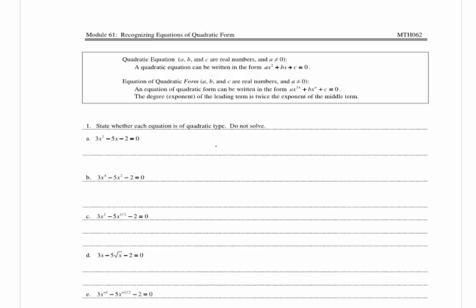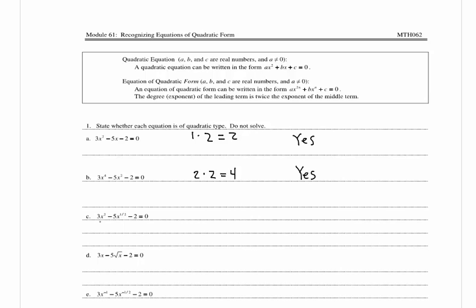So if we take the exponent of the middle term, which is 1, and we multiply it by 2, we get 2. And 2 is the exponent of the leading term. So this is quadratic type, yes. In B we have 3x to the fourth minus 5x squared minus 2 is equal to 0. So again, we're going to take the exponent of the middle term, which was 2, and multiply it by 2, and we get 4. And 4 is the exponent of the leading term. So this is of quadratic type.